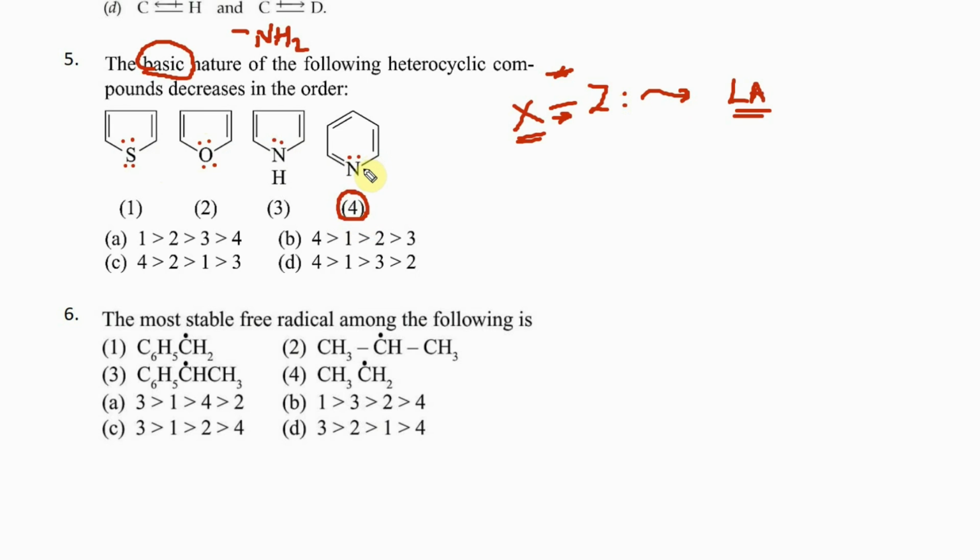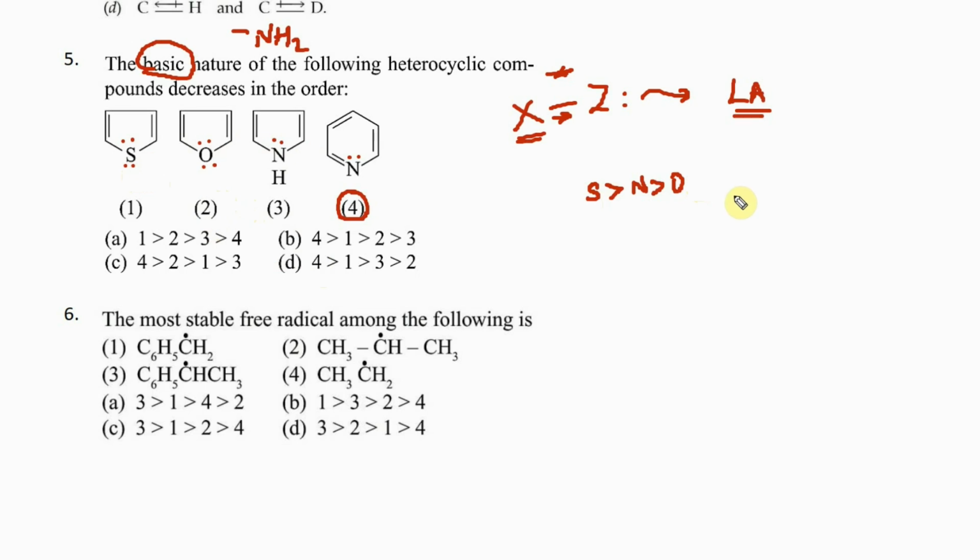Now who doesn't need it for resonance? This one, we saw this pyridine, because it already has 6 pi electrons, so I don't need it. So 4 is the best. Now who can give the basic nature easily? Electronegativity plays a role. Whoever is least electronegative will give it easily. So I have sulfur, followed by nitrogen, followed by oxygen in electronegativity.